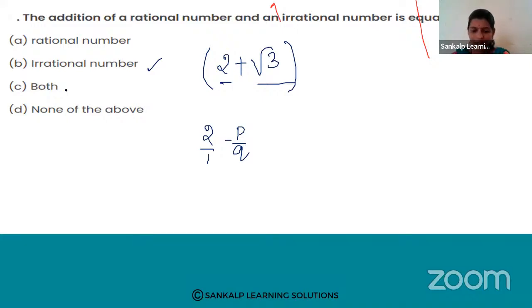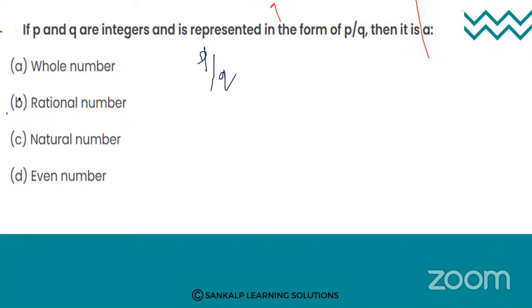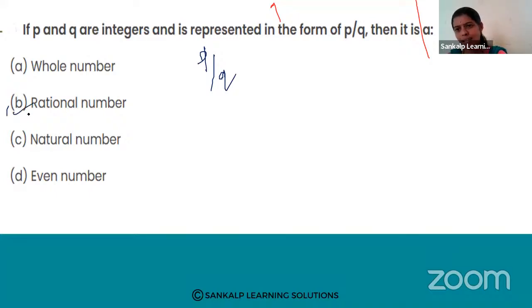Next. If P and Q are integers and a number is represented in the form P by Q, then it is a whole number, rational number, natural number, or even number? Which option is correct? Already I have told you: if the number is in the form of P by Q, then it is called a rational number. This is a very, very basic thing, right? So, rational number.